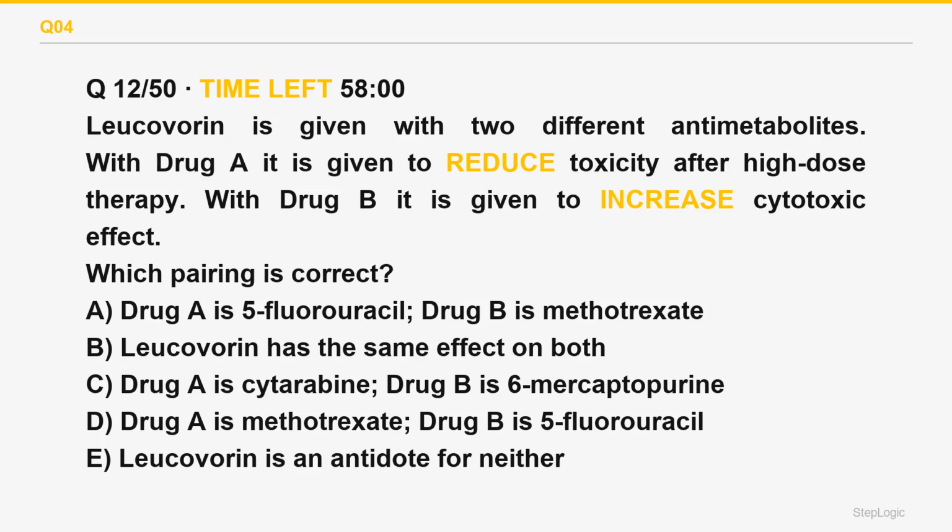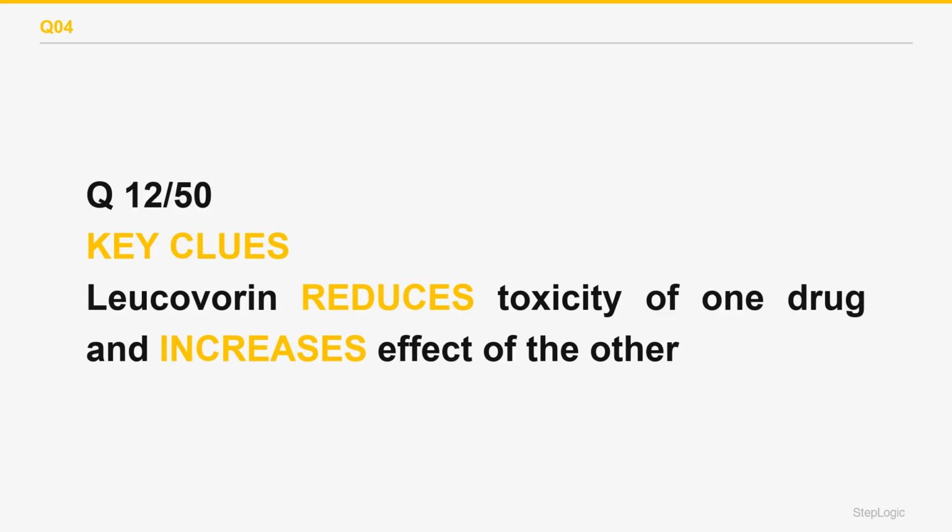Read the command. Which pairing is correct? One rescue agent with opposite effects on two drugs that both target folate metabolism. Methotrexate inhibits dihydrofolate reductase, so reduced folate is not regenerated and cells cannot make thymidine. Leucovorin is folinic acid, an already reduced folate that bypasses the blocked enzyme, so it rescues normal cells from methotrexate toxicity. 5-Fluorouracil works differently.